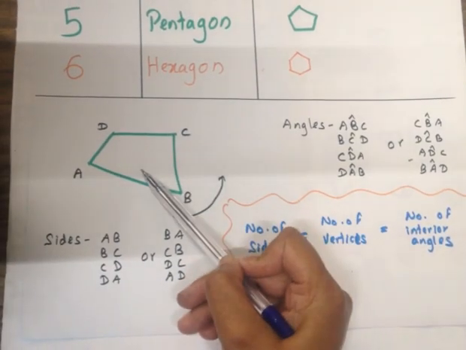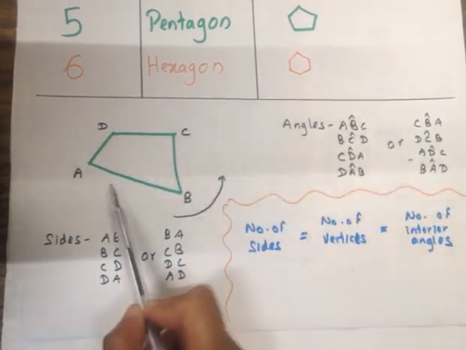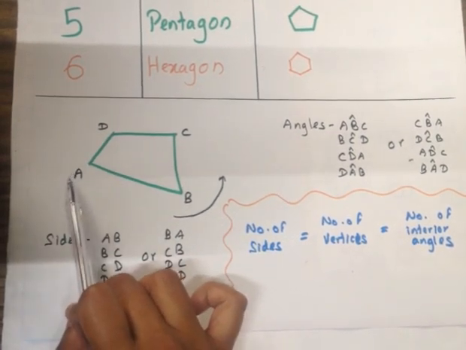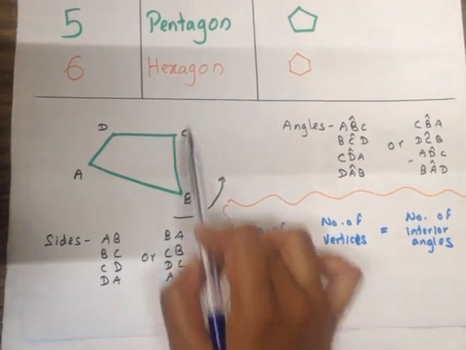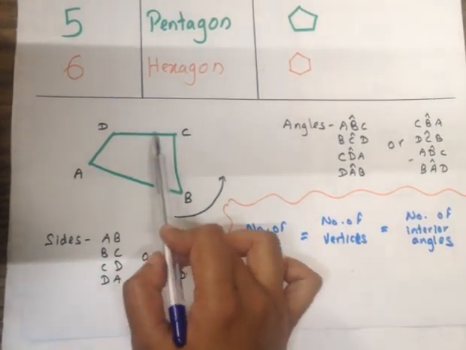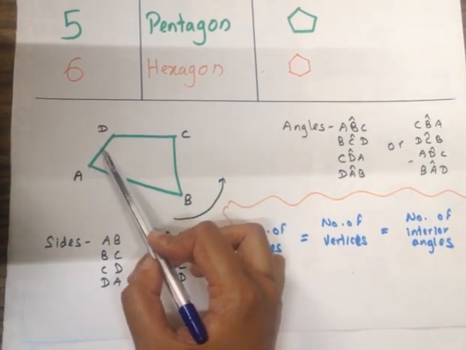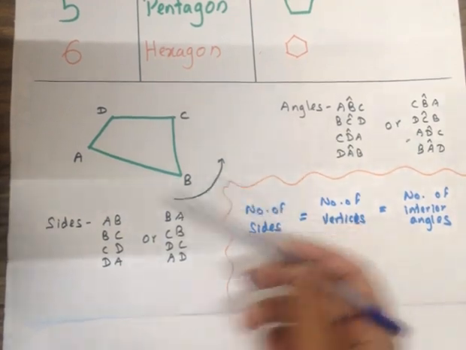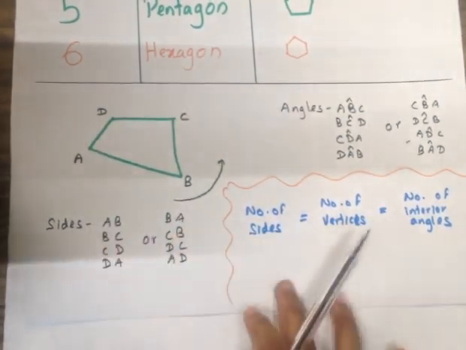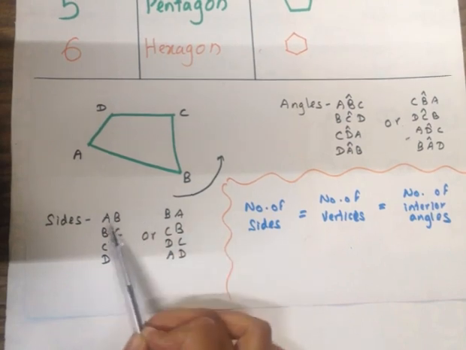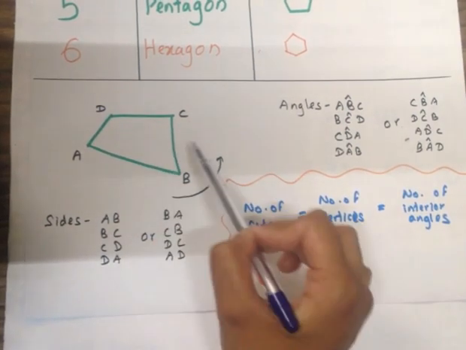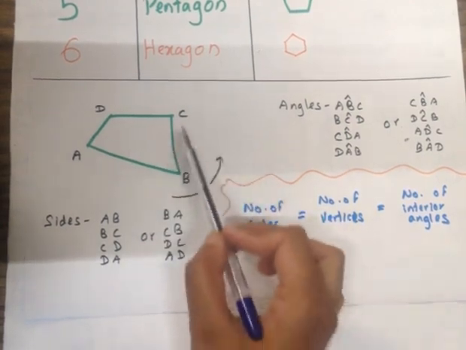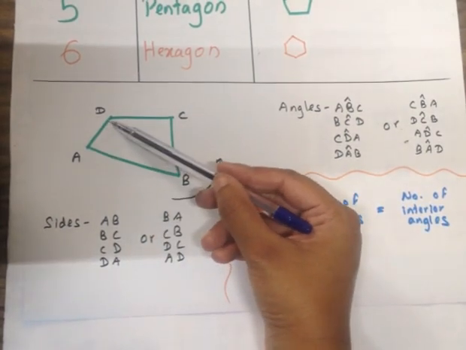Okay. Now let's see the sides of it. It has 4 sides. So when we are naming it, we can name AB is this side, BC is this side, CD is this side, and DA is this side. It's no matter the order of writing the sides as well as the order of using the letters. That means we can either name this side as AB or BA. This side BC or CB. This side CD or DC. This side DA or AD.